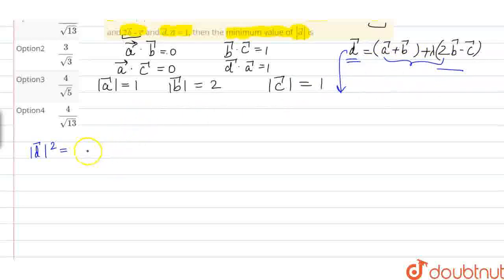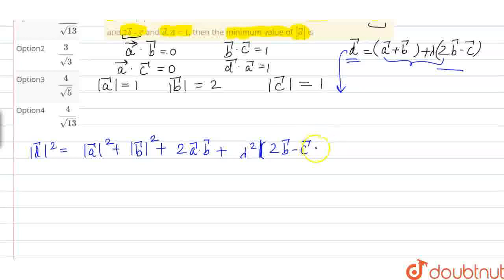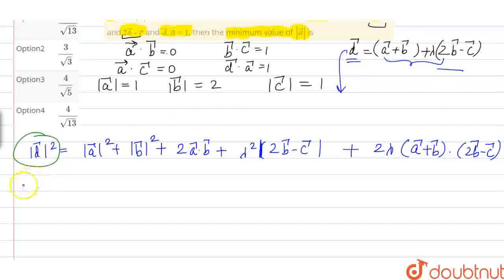So this can be written as magnitude of A square plus magnitude of B square plus 2 times A dot B, plus lambda square into the magnitude of 2B minus C vector whole square, and this is basically plus 2 times lambda into A vector plus B vector taken dot product with 2B minus C vector, right? Now we are going to solve this equation further. We know that this is basically magnitude of D square, right?